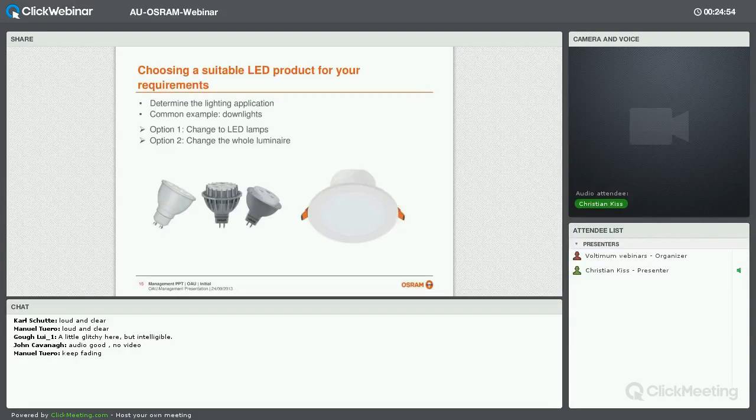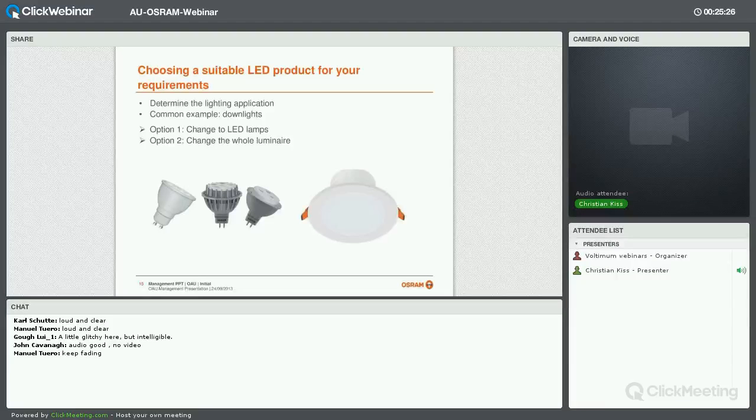Okay, so moving on to a slightly different topic: choosing a suitable LED product for your requirements. LED technology, obviously everyone's seen the products in the market. You now pretty much have products to cover all facets of lighting, be it flood lighting, domestic lighting, and obviously there's plenty of downlights and so forth. I've just picked one common example here, downlights, and two options that are common in the market.